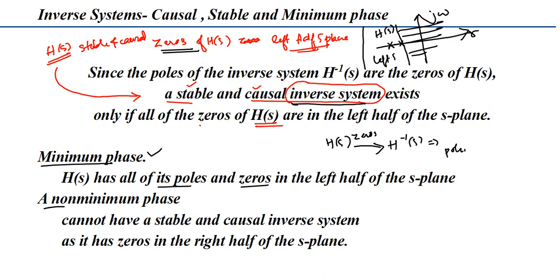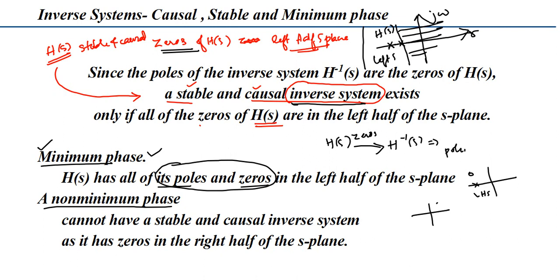And for a non-minimum phase system, we cannot have a stable and causal inverse system, because non-minimum phase means some of the zeros will be on the right half of the s plane. That's the meaning. A minimum phase system means all the poles and zeros lie in the left half of the s plane. Non-minimum phase means some of the zeros are on the right side. So if we take the inverse, these become poles, and there will be a pole in the right half of the s plane.